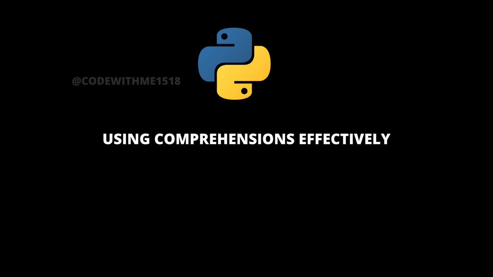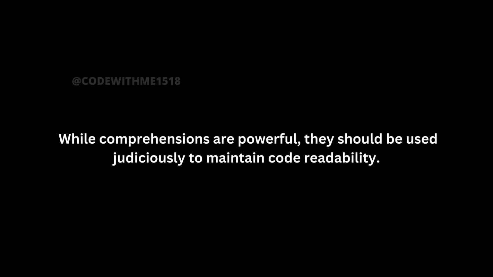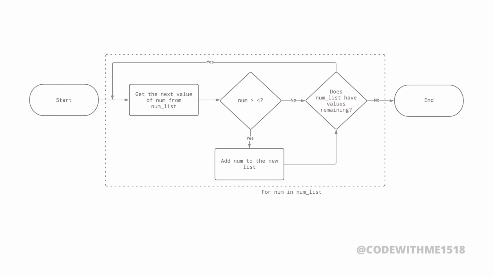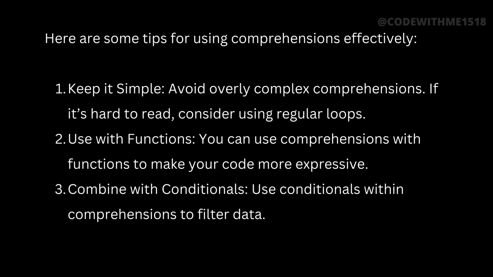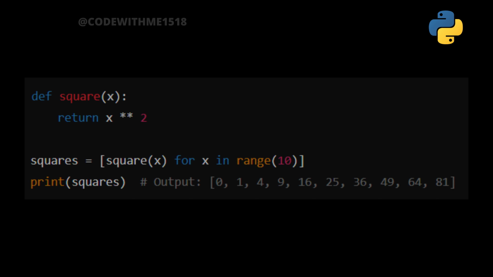Finally, let's talk about using comprehensions effectively. While comprehensions are powerful, they should be used judiciously to maintain code readability. Here are some tips for using comprehensions effectively. 1. Keep it simple, avoid overly complex comprehensions. If it's hard to read, consider using regular loops.